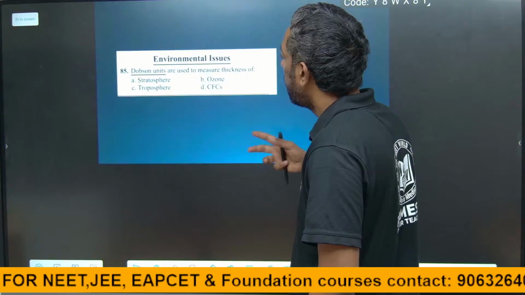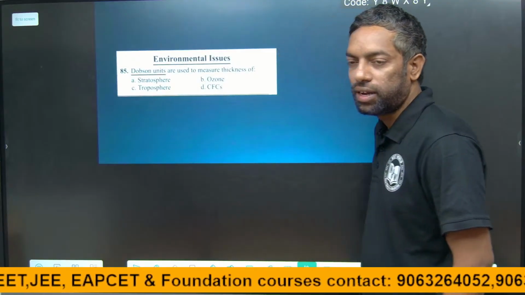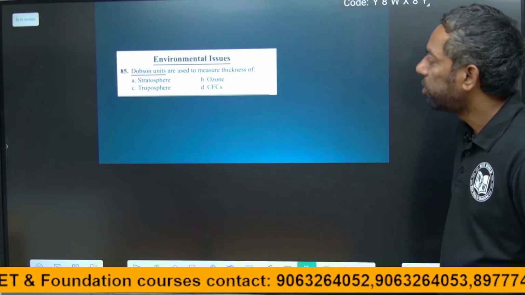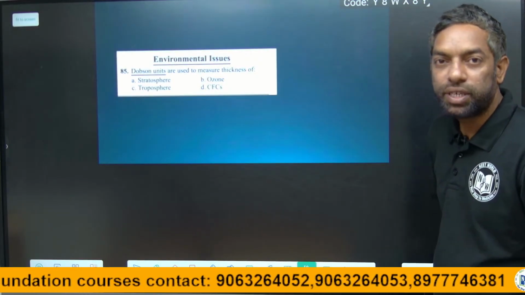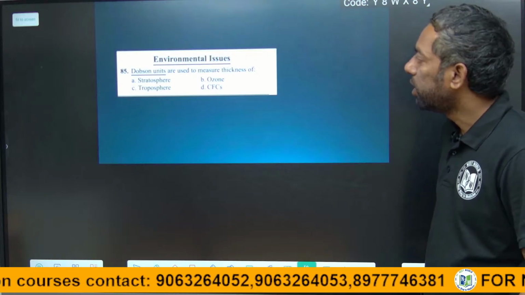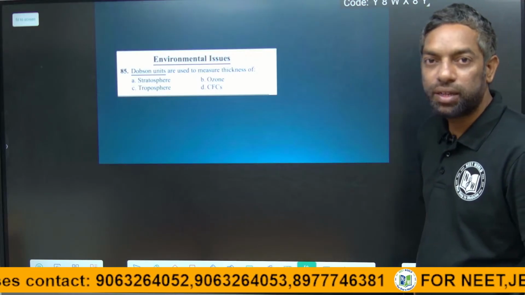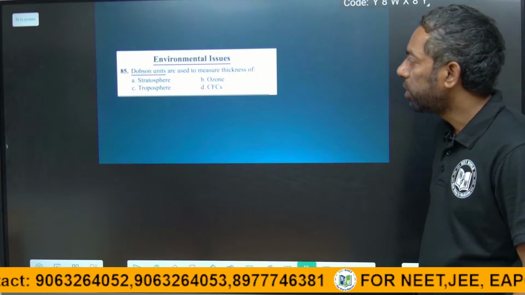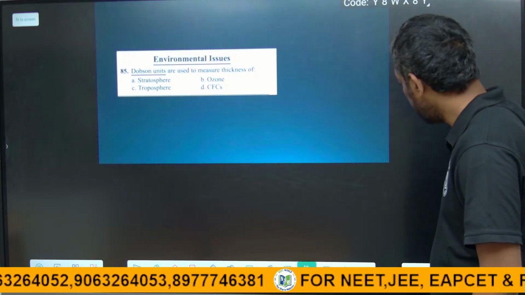Dobson units are used to measure ozone. Ozone is a gas, and its density is measured in units called Dobson units. Very simple question.